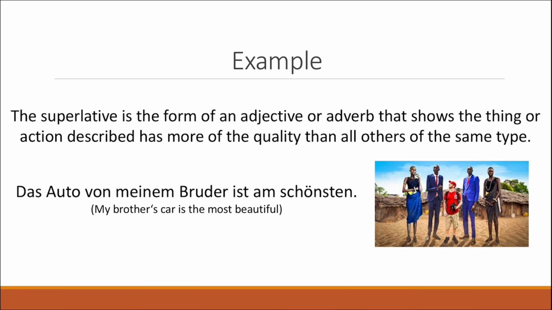Now let's build some example sentences. Das Auto von meinem Bruder ist am schönsten, which means my brother's car is the most beautiful of them all. And by saying am schönsten, we are expressing that it is the most beautiful out of all the cars in a specific group or in a specific place. So it is very important to use the superlative, because while using it, it is going to show that your vocabulary is more advanced and that you can build more complex sentences.